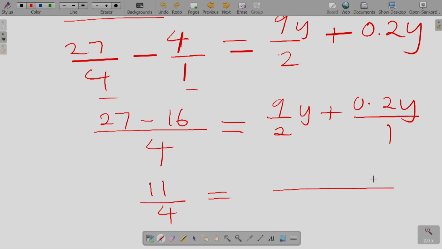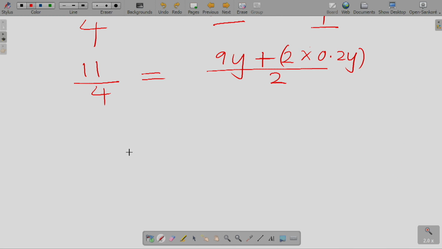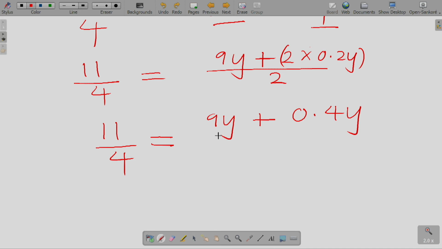Also, let's find the LCM between the number 2 and the number 1, which is 2. So 2 divided by 2 equals 1, 1 times 9y equals 9y, plus 2 divided by 1 equals 2, 2 times 0.2y. So we'll have 11 divided by 4 equal to 9y plus 2 times 0.2y, which is 0.4y, divided by 2.